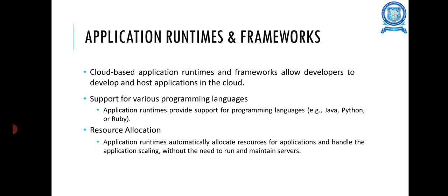Then next one is the application runtime and framework. Here we discuss various cloud application services like application runtime and framework, and queuing services. The first one is the application runtime and framework, which allow developers to develop and host applications in the cloud. For language support, the application runtime provides support for programming languages, for example Java, Python, Ruby. Resource allocation: application runtime automatically allocates resources for applications and handles application scaling without the need to run and maintain servers.